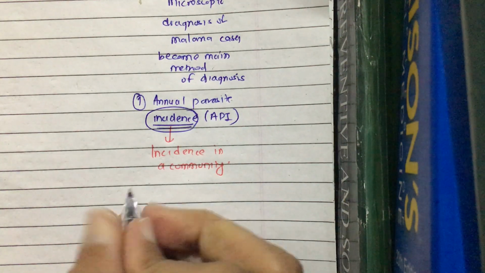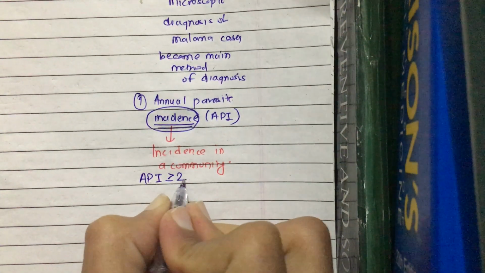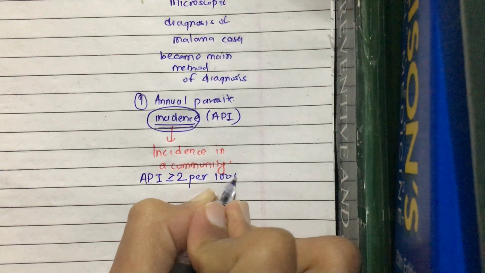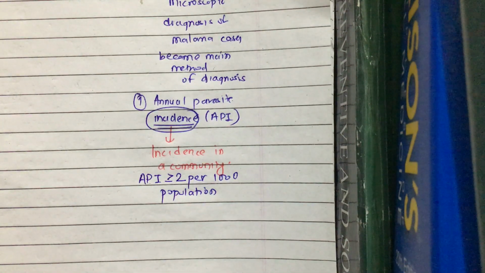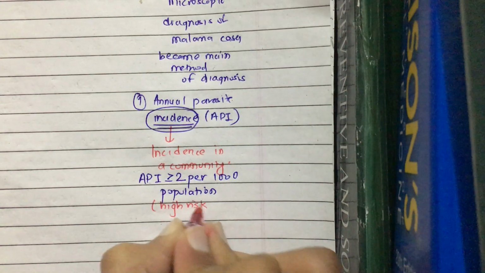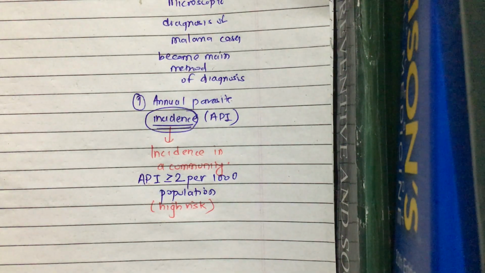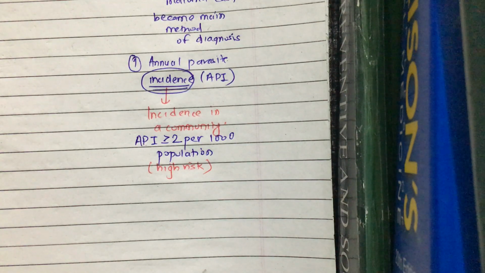And if the API, that is annual parasite incidence, is greater or equal to 2 per thousand population, then it denotes that there is high risk of malaria in that community. So annual parasite incidence denotes the incidence of malaria in a community, and if the API is greater or equal to 2 per thousand, then that area is a high risk area for malaria.